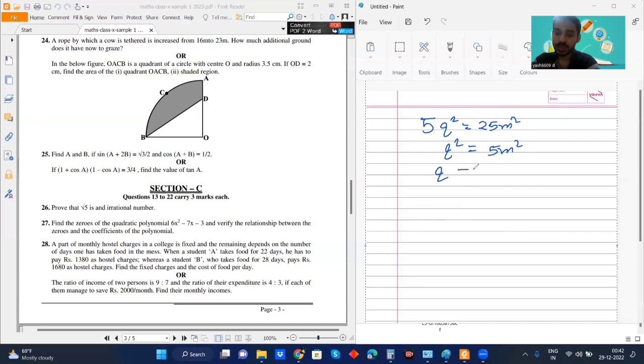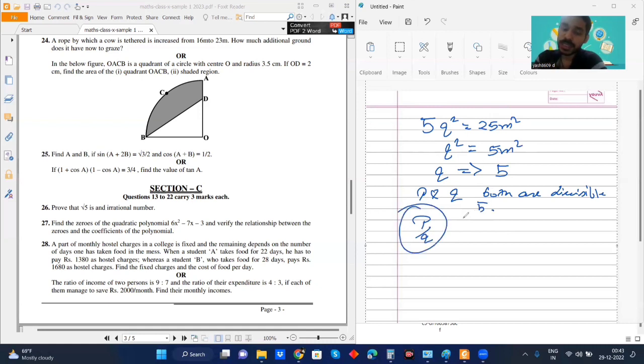So q is also divisible by 5, and hence p and q both are divisible by 5, which is not possible because p by q form is the simplest form of representing a rational number. There should not be any common factor. So hence it is not possible. P and q have to be co-prime numbers. So root 5 is irrational.